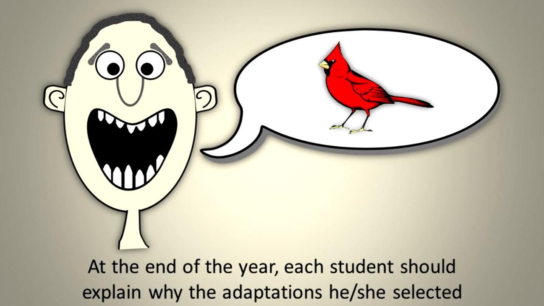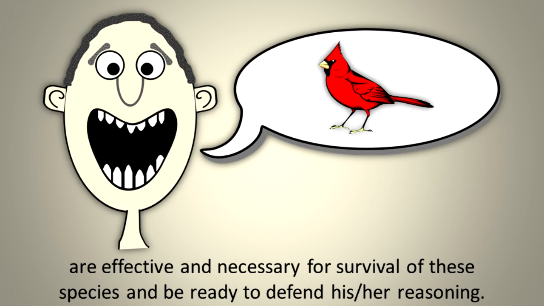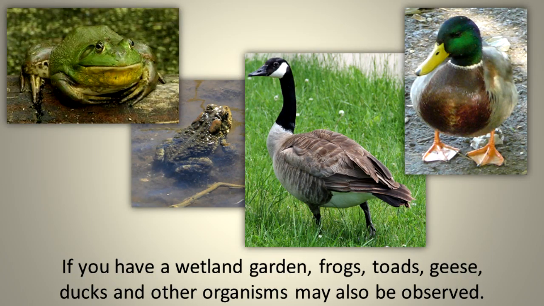At the end of the year, each student should explain why the adaptations he or she selected are effective and necessary for survival of these species and be ready to defend his or her reasoning. If you have a wetland garden, frogs, toads, geese, ducks, and other organisms may also be observed.